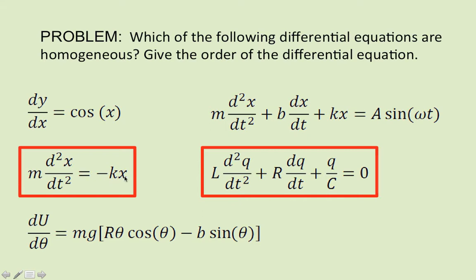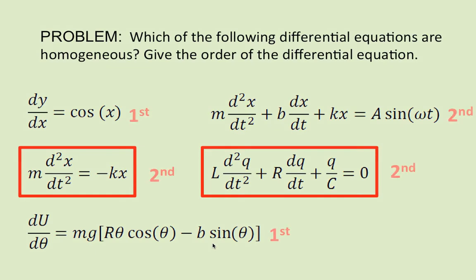This is the dependent variable, but there doesn't seem to be any functions of the independent variable or constants. So this one is homogeneous. Likewise, this one is homogeneous. And this one is not homogeneous because you've got these functions here of the independent variable.